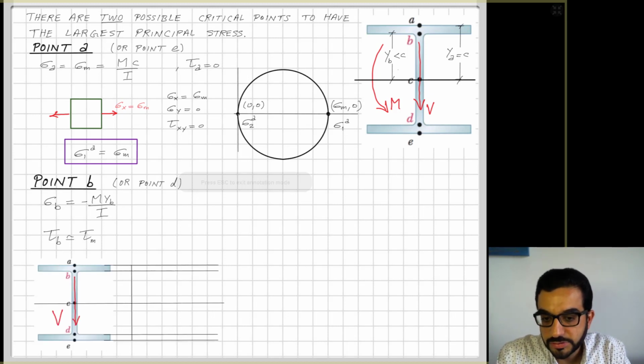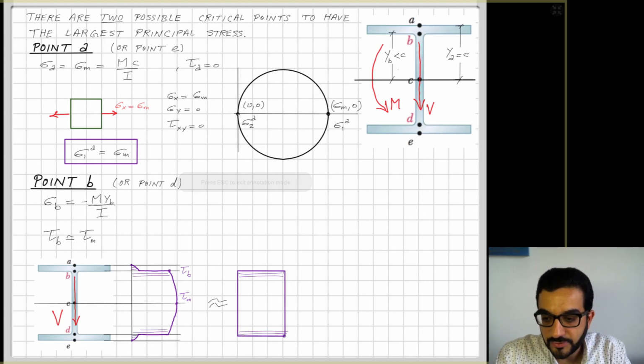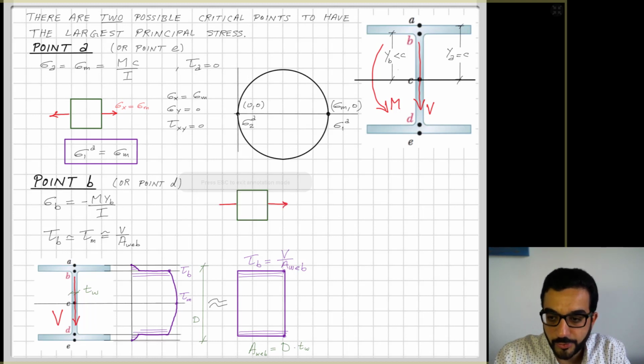But now tau would be pretty large. It's not 0, but if we cut just at the web, not at the flange, like we've learned about the shear stress development, tau B is pretty close to tau m, and tau m happens at the neutral axis. So we can also do some approximation here and say that tau B and the whole web feels almost the same average shear stress, which will be equal to V over the area of the web. The area of the web is the full height times the thickness of the web, so d times t web. So I can say here that tau B, roughly, by practice now, people just say it's equal to V over area web.